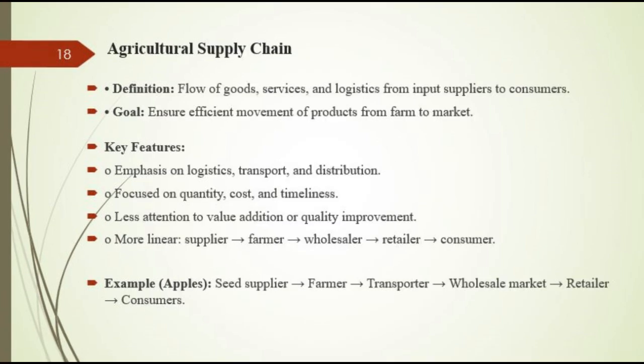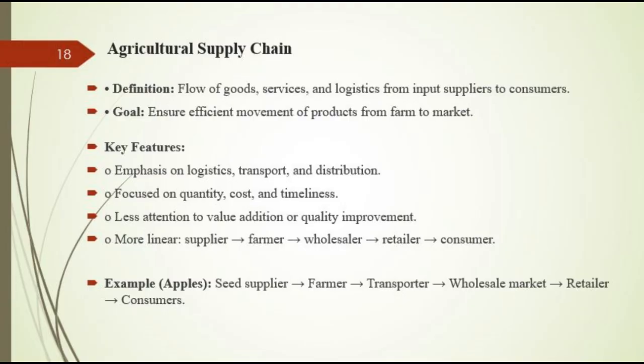Agricultural supply chain. Now let's look at the agricultural supply chain. Definition. The supply chain is the flow of goods, services, and logistics from suppliers to consumers. The emphasis is on transporting and delivering products. Goal: the goal is to ensure products move quickly, safely, at the lowest possible cost. Key features: 1. Logistics and transportation. It focuses on transport, storage, distribution, delivery.